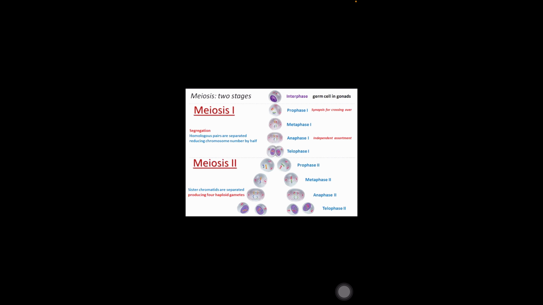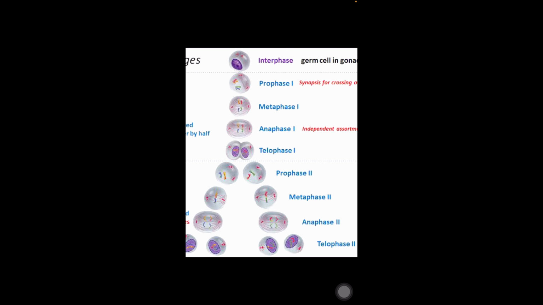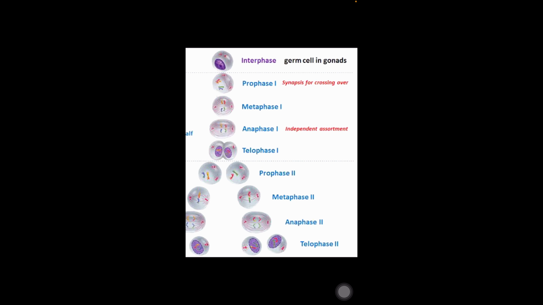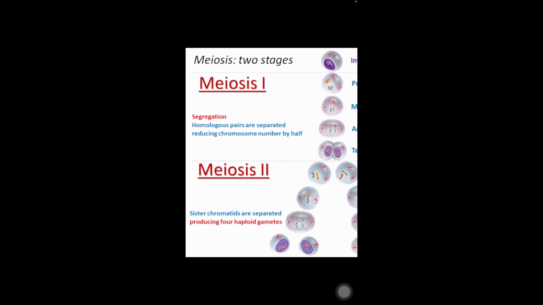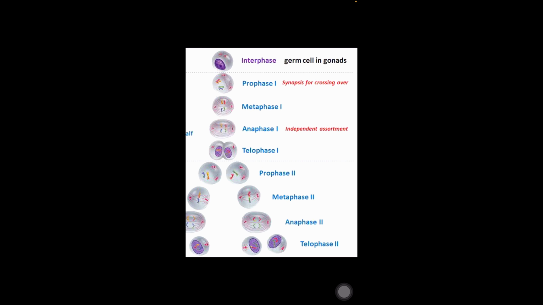Meiosis is in 2 stages. We have meiosis 1 being the segregation stage. Okay, so homologous pairs are separated, reducing chromosome number by half. Okay, so that is the prophase 1, metaphase 1, anaphase 1, telophase 1. So synapsis for crossing over and independent assortment in anaphase 1, which is very important for our question today. Okay, and it happens in the germ cell in gonads. Whereas in meiosis 2, sister chromatids are separated, producing 4 haploid gametes. Okay, as a result, we have the prophase 2, the metaphase 2, the anaphase 2, and the telophase 2, ladies and gentlemen.